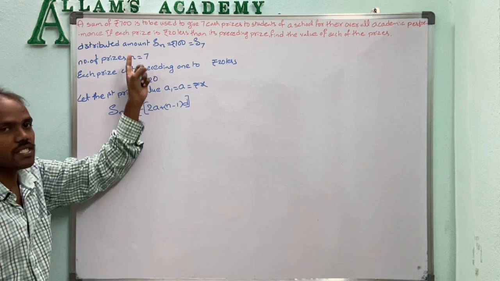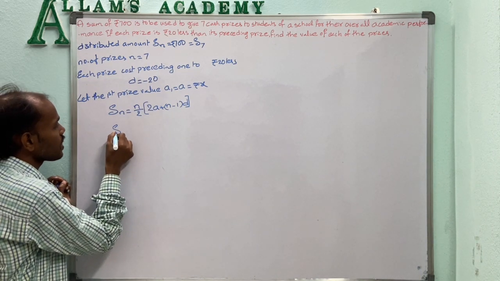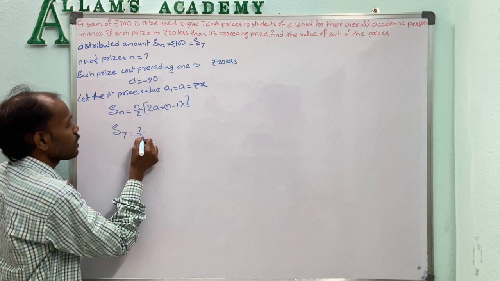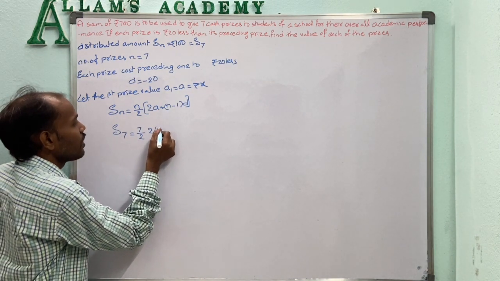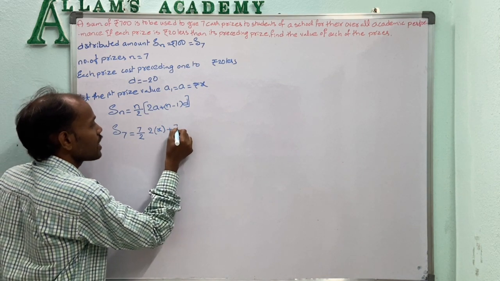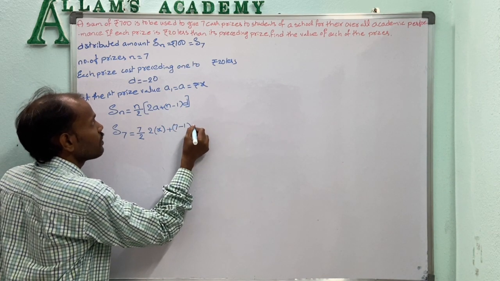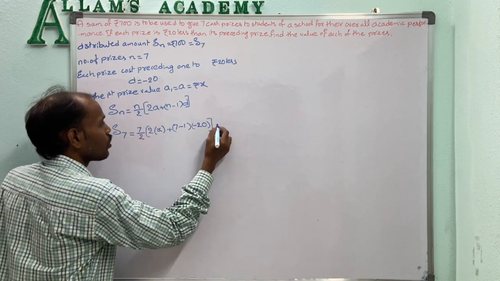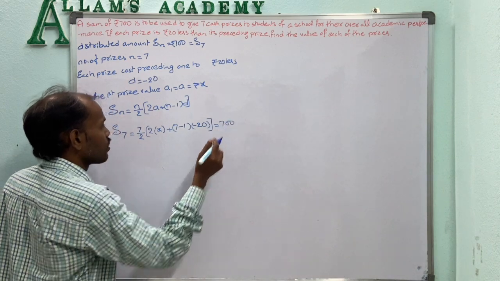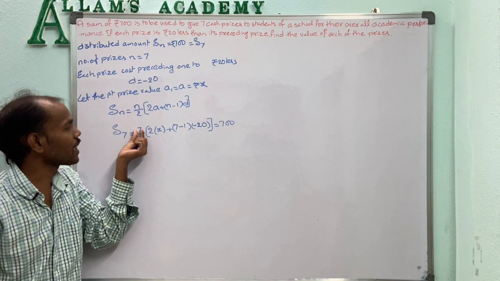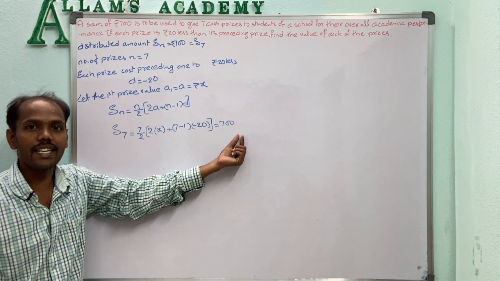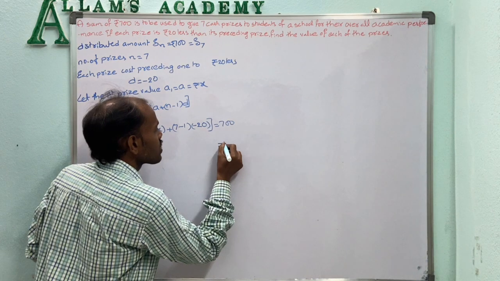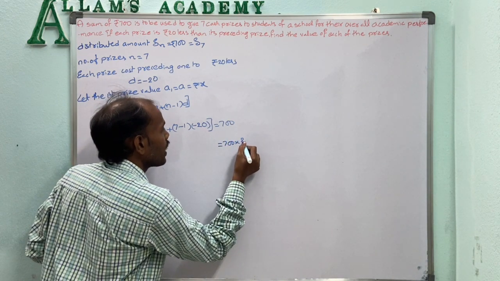So here the sum of 7 prizes is given. So S7 is equal to n by 2 into 2a plus n minus 1 into d. The n value is 7, so 7 by 2 into 2 into a value x plus (7 minus 1) into d value minus 20 is equal to the total prizes value, 700 rupees, given. Now this multiplication 7 by 2 transfers to RHS, that is, we multiply by its reciprocal: 700 into 2 by 7.